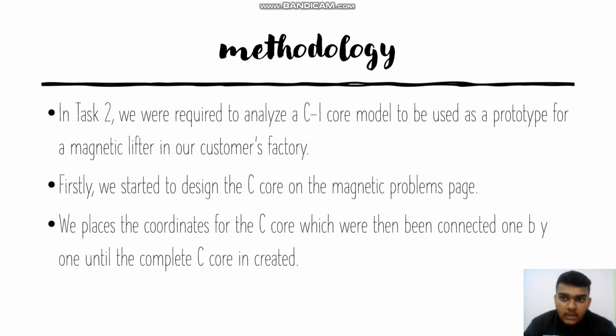In task 2, we were required to analyze a C to I core model to be used as a prototype for a magnetic lifter in our customer's factory. Firstly, we started to design the C core on the magnetic problems page, and then we placed the coordinates for the C core, which were then connected one by one until the complete C core is created.